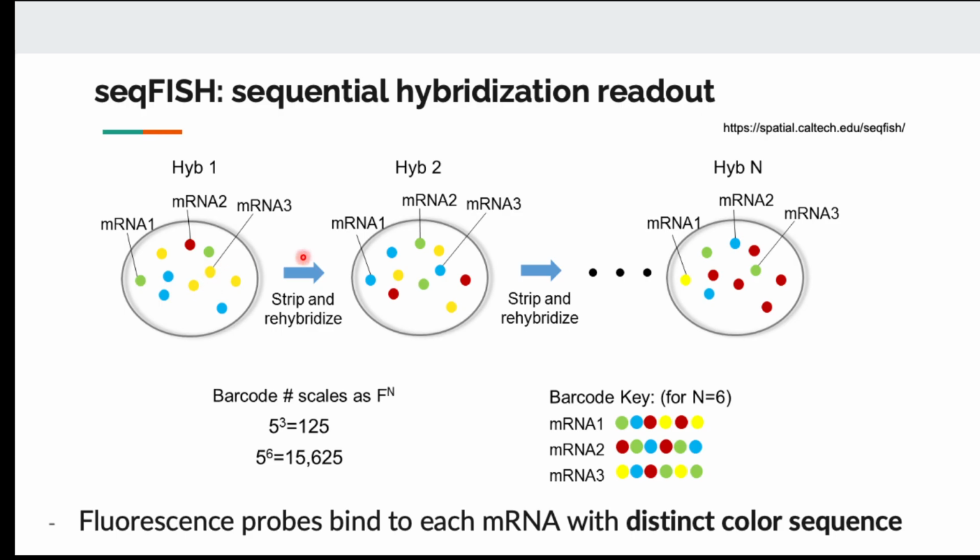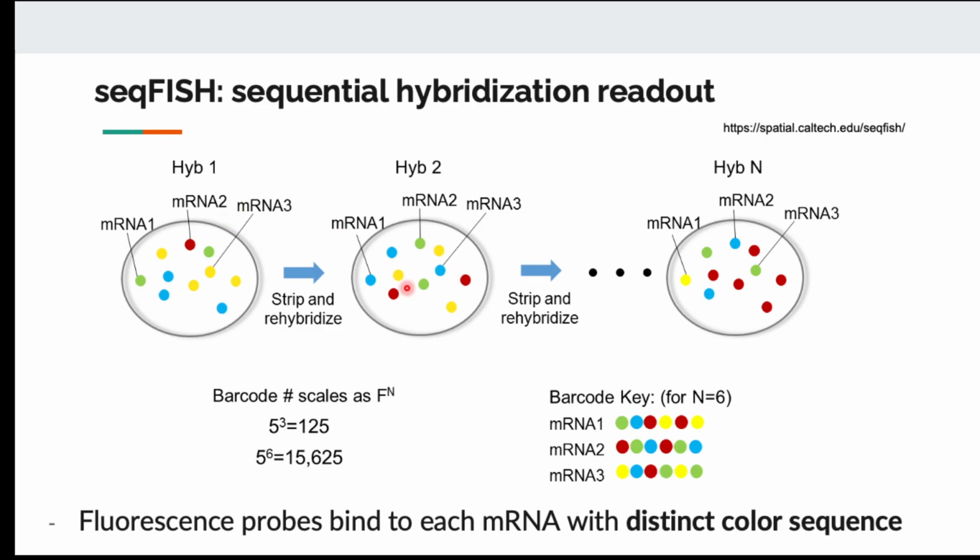But then they introduce a new batch of probes. And these batches are designed to bind the same set of genes, but they have different colors. So the first gene will be bound to red probe first, and then green second. Some probe will be bound to yellow first, and then green second. Some probe will be bound to yellow first, and then blue second.